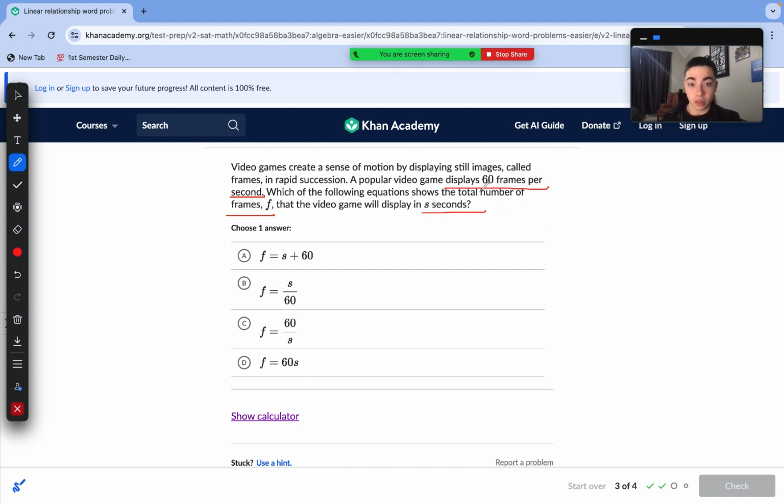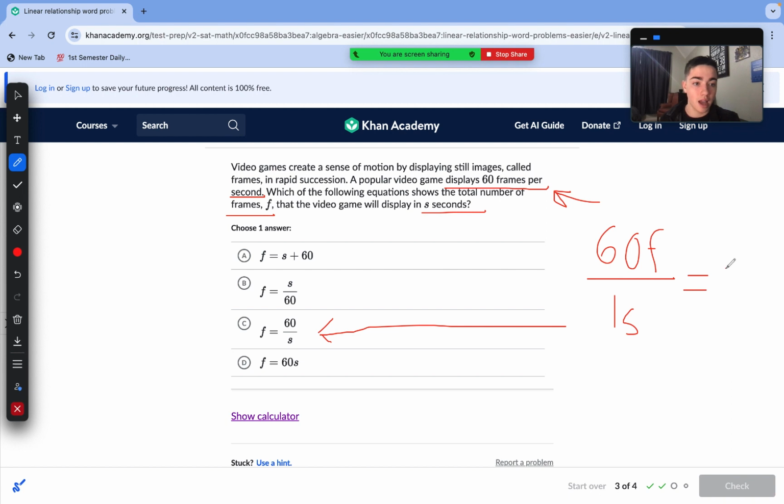So the more seconds we have, this relationship basically says we have 60 frames in 1 second. Well, 60 frames per means divided by. So 60 frames per 1 second. And you might be like, oh, that looks like this relationship. But we're not going to be having 1 second here. We're going to be having multiple seconds.